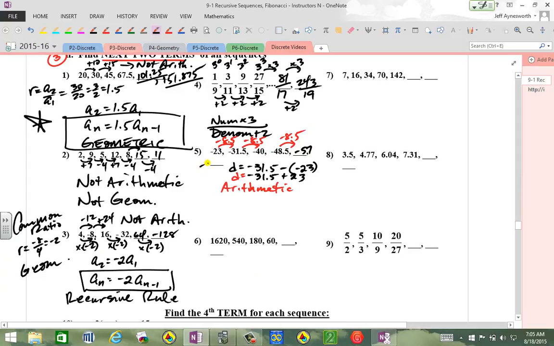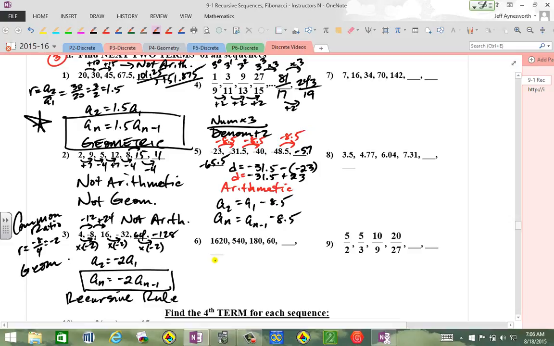So negative 65.5. Now my recursive definition is this. The second term was the first term minus 8.5, the previous term minus 8.5. So in general, I can say a sub n is equal to the previous term, a sub n minus 1, which is the one before a sub n, minus 8.5. Here's my recursive definition.